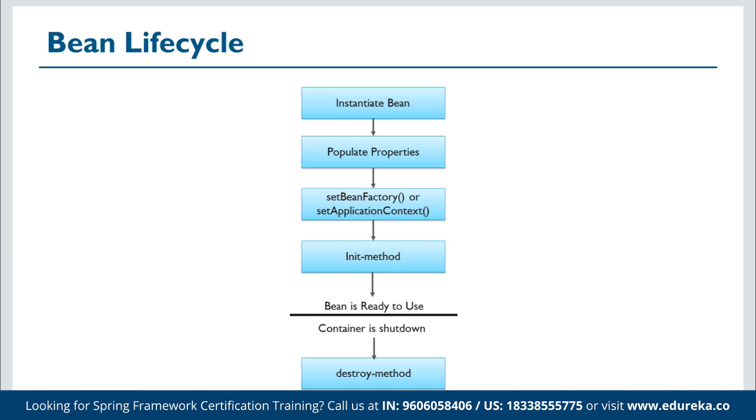So don't get confused, right? A bean has multiple steps, right from object creation, which is the job of the JVM, to all these four steps: instantiate bean, populate properties, set bean factory in it, and then the actual use of the bean. It could be a method M1, M2, any custom method which you would want to use. And then when the application is going down or the container is going down, just before that, the destroy method will be called. So this is a typical life cycle of a bean.